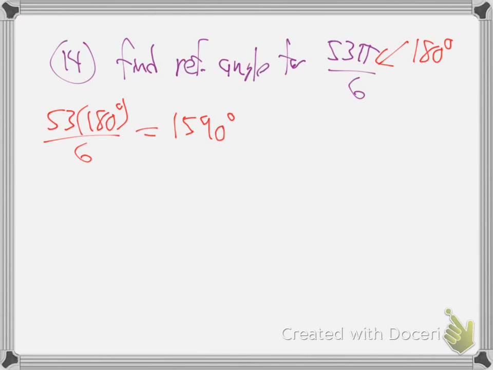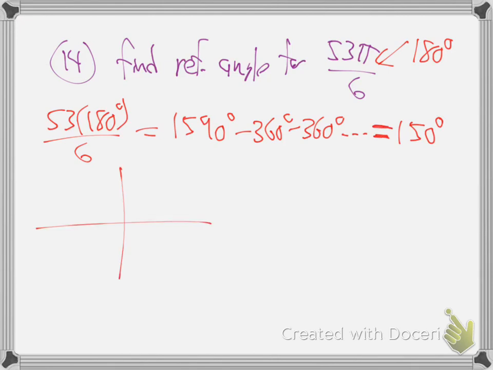That's way more than 360. So just start subtracting 360 however many times it takes until you get a number that's under 360. I'll just keep going. Minus 360, minus 360, minus 360. I did it 4 times, and I got 150 degrees. I subtracted 360 4 times and got 150 degrees, and so then I can put it on there.